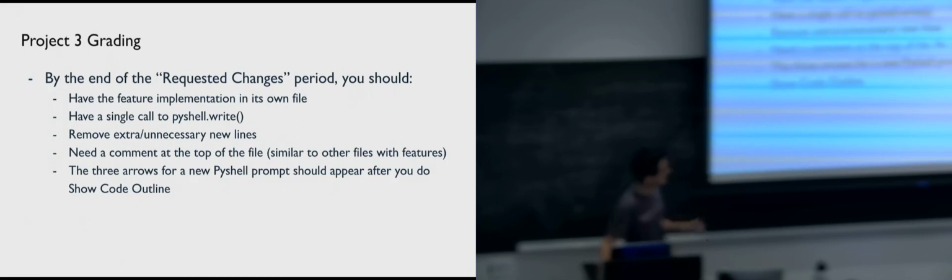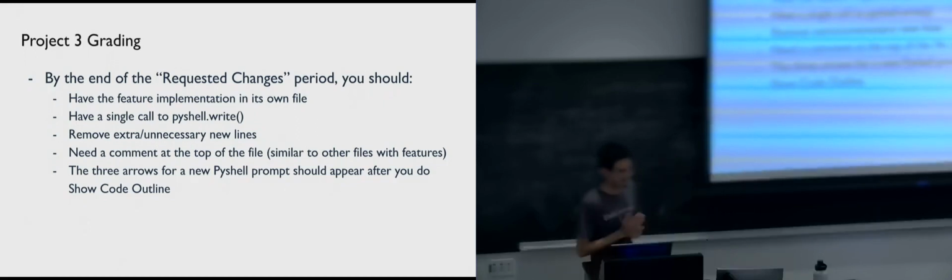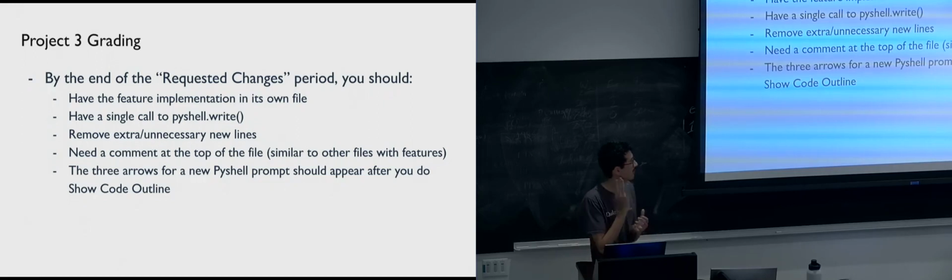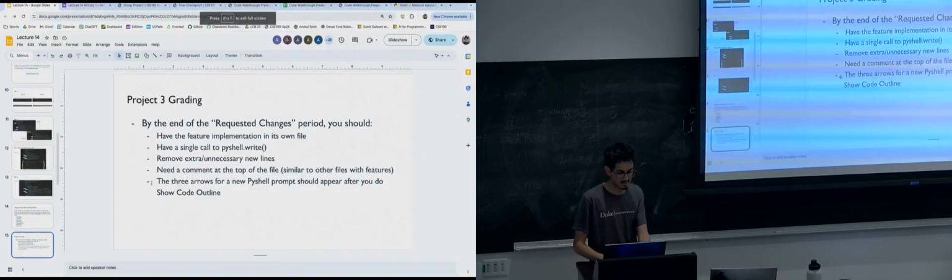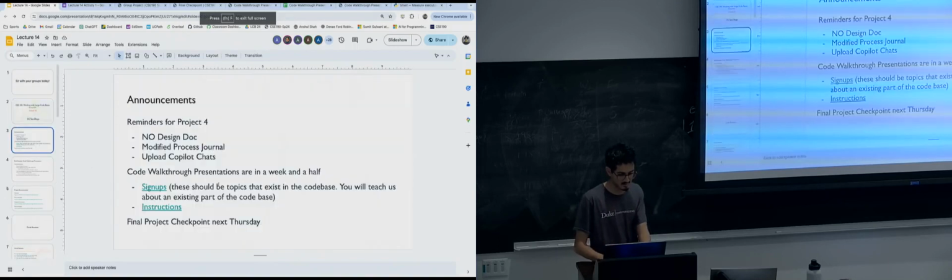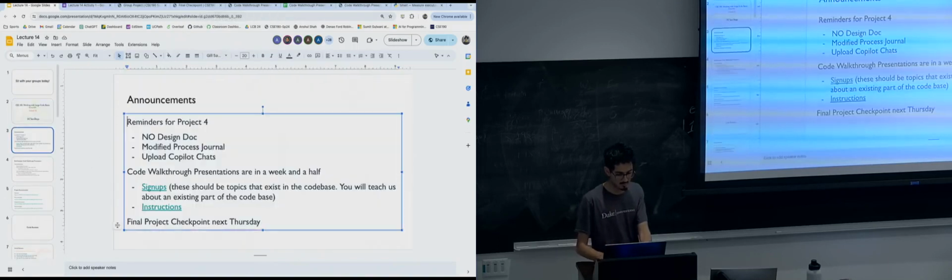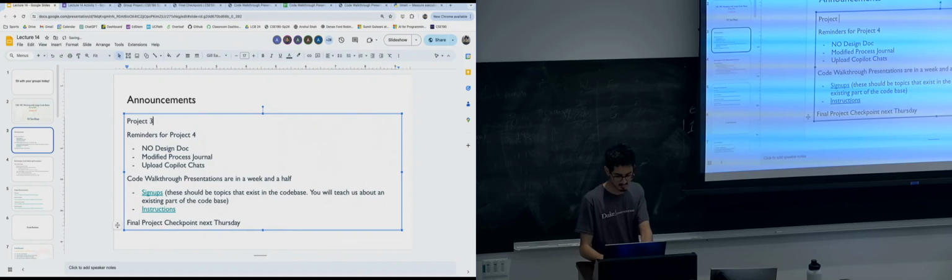So I'll just leave it at that, but these are some of the changes that you're expected to make. And we're going to have the deadline for making the changes by Tuesday night. I'll actually write that in the announcement. Let me just say project 3 changes due Tuesday night, okay? I think that's going to be May 21st.